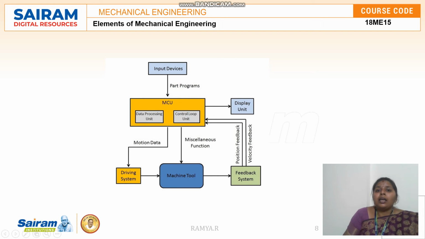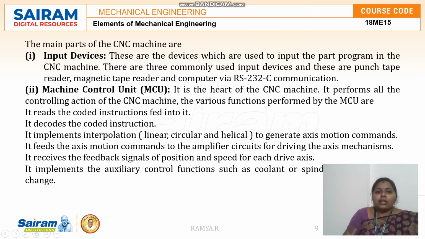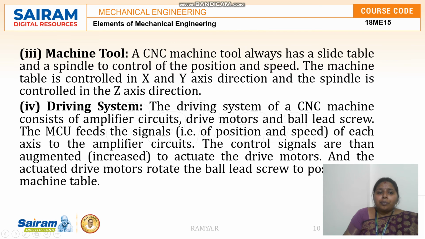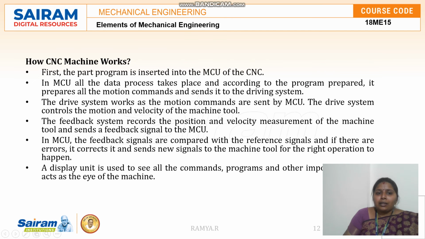If there is any error, it notifies the operator, and he stops the process in between, and the program is remodified, and then the program continues. So these are the main parts of the CNC: the input device, machine control unit, and a machine tool, along with the driving system and the feedback system.